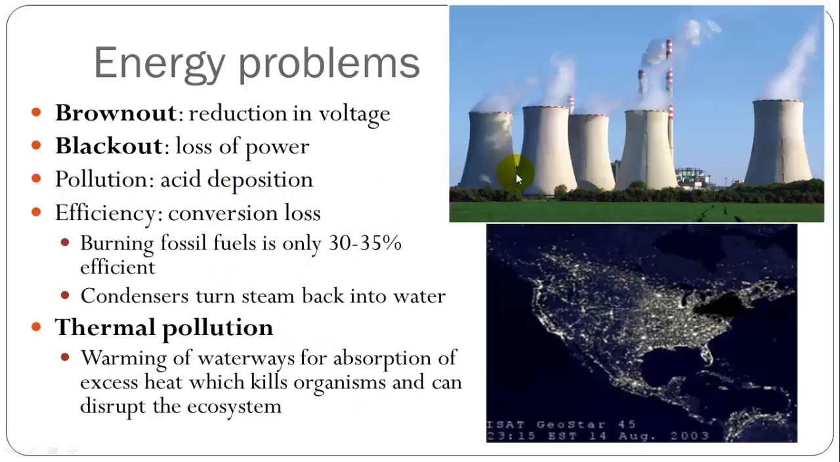Pollution is also a problem. This is a nuclear power plant which produces thermal pollution in the form of heat, but you can also have things that cause acid rain and other things.